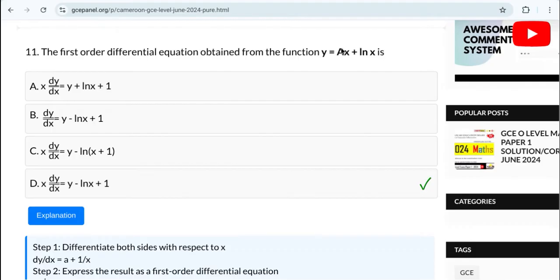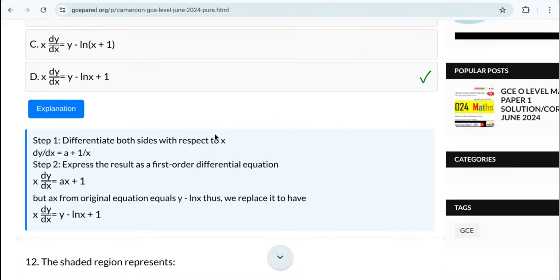If we make a the subject of the formula, we'll have ax equal to y minus ln x. So we substitute this here. Our ax is equal to y minus ln x, okay? So that gives us y minus ln x plus 1. So therefore, this is what we have as the key.